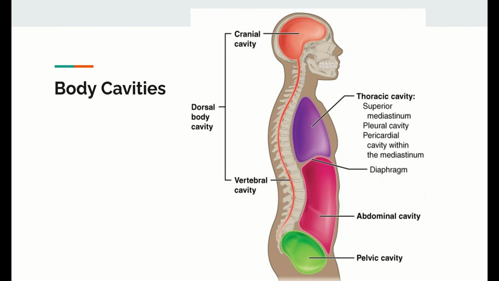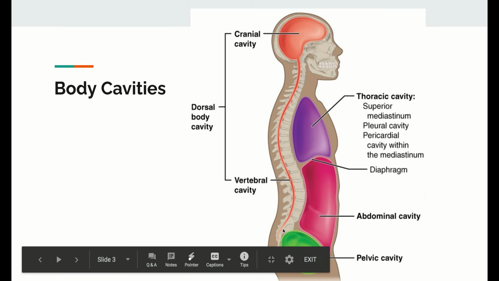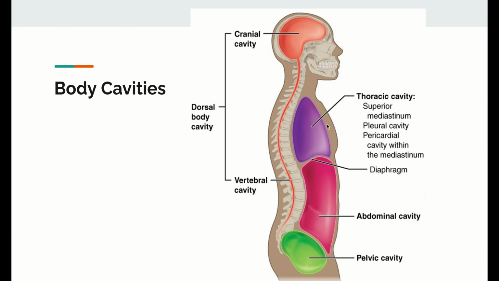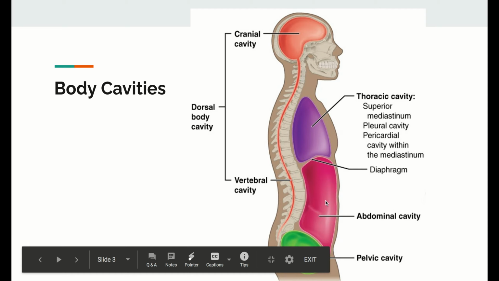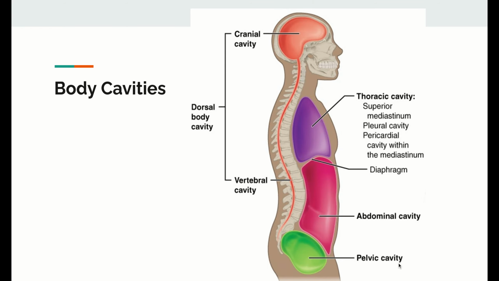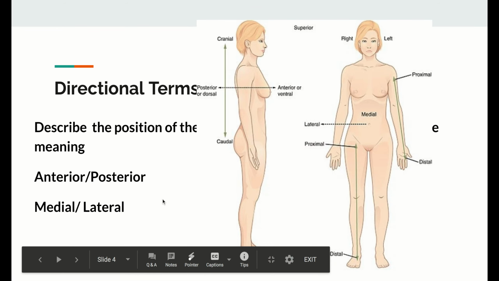Another directional term refers to body cavities. Body cavities are the spaces that hold vital organs. The cranial cavity houses the brain. The vertebral cavity houses the spinal column, spinal cord. The thoracic cavity is where the lungs are housed. The abdominal cavity holds the digestive organs, and the pelvic cavity refers to the reproductive organs. So those are pretty straightforward.